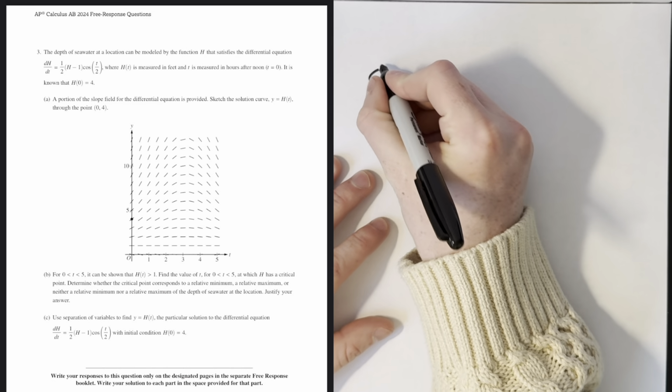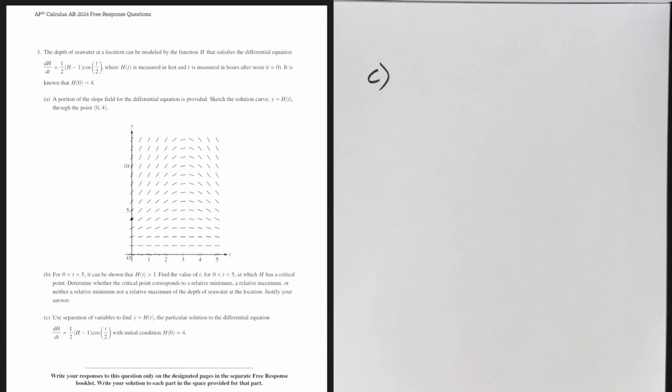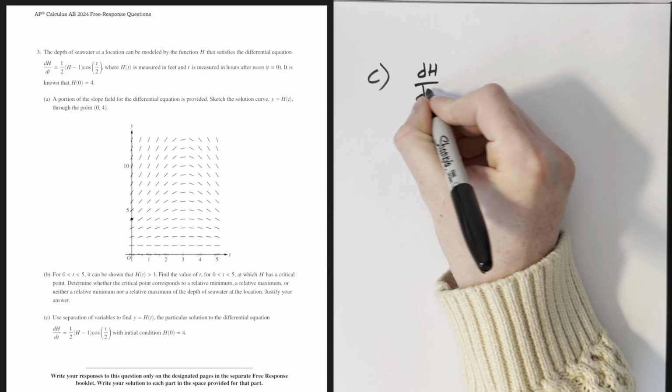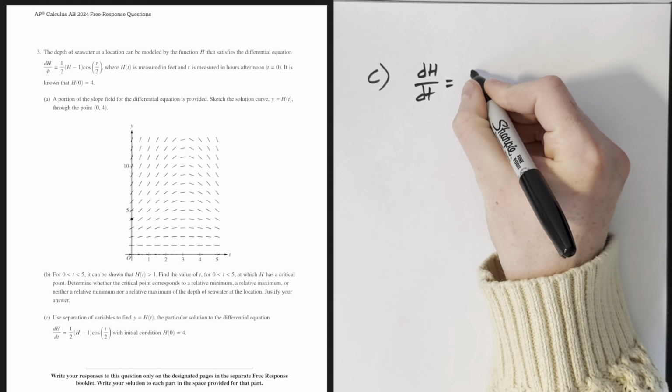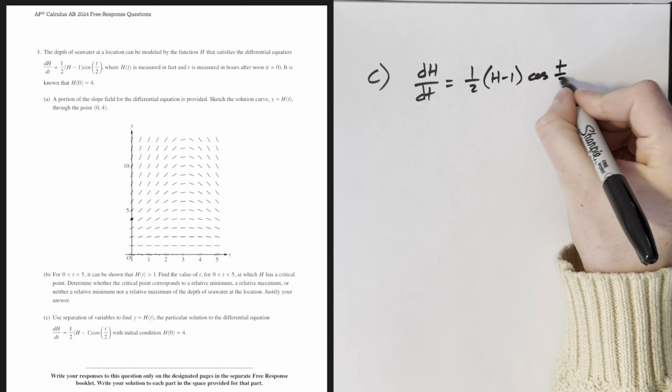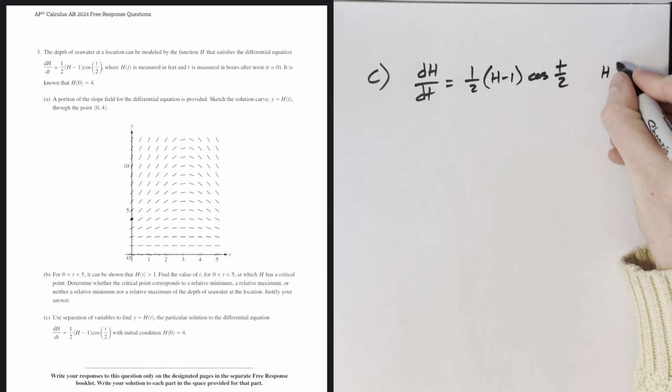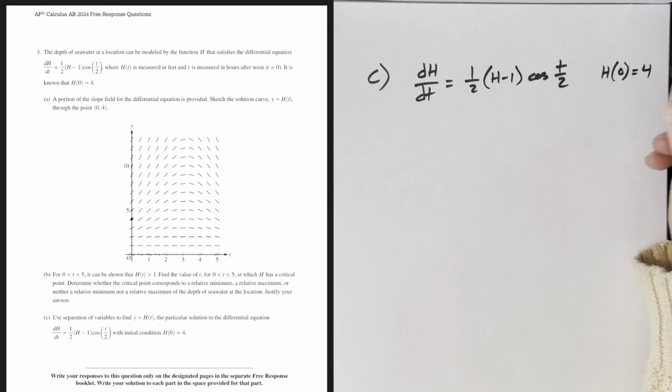And part C is the finale that we see in a lot of differential equation questions because it says use separation of variables to find y equals h of t, the particular solution to the differential equation. And I'll rewrite it. It's the same one. dh/dt equals 1/2 times (h minus 1) times the cosine of t over 2, with the initial condition h of 0 equals 4.